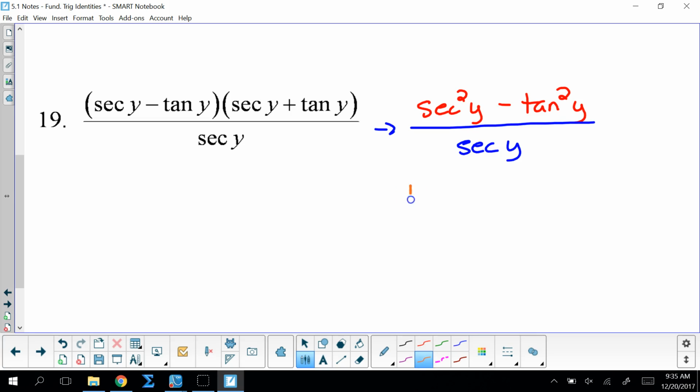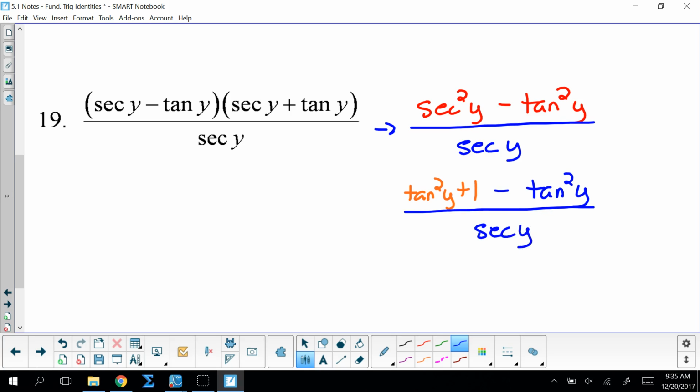So this would be tangent squared of y plus 1 minus tangent squared of y, all over secant of y. Already don't like that. Went too fast. So what's my top? 1. One over secant is cosine.